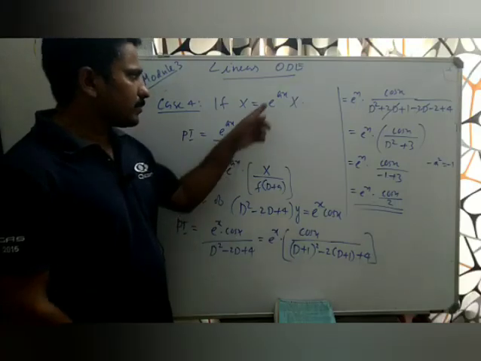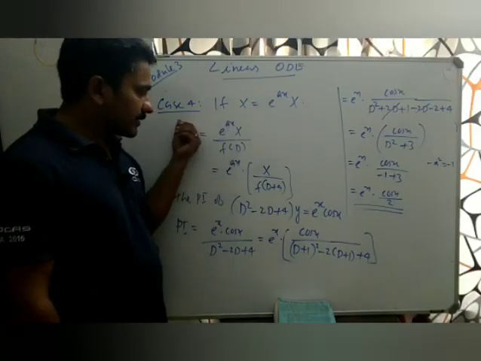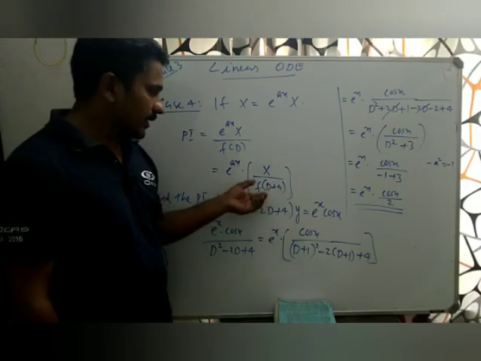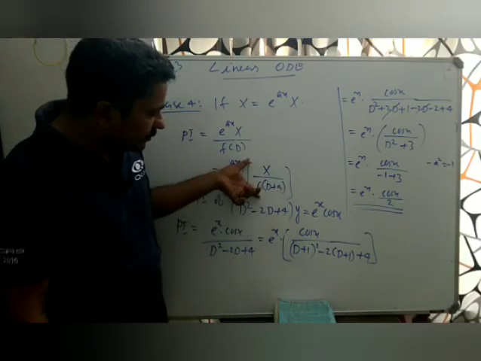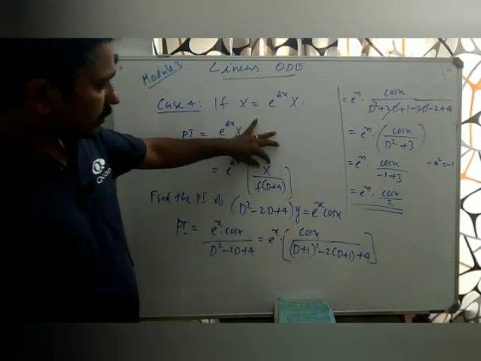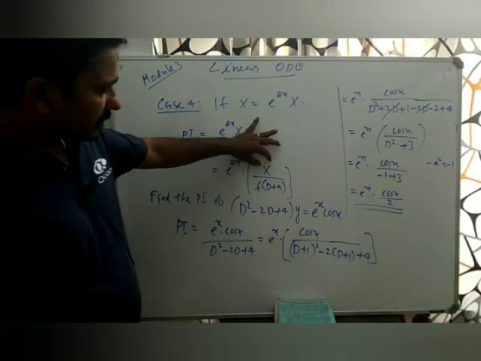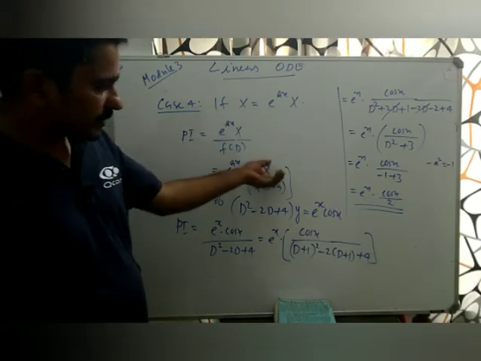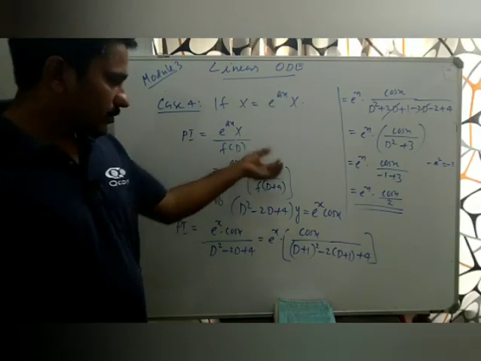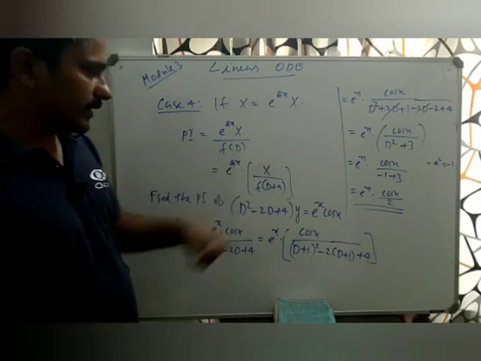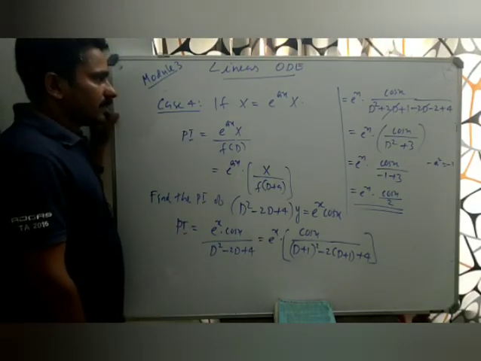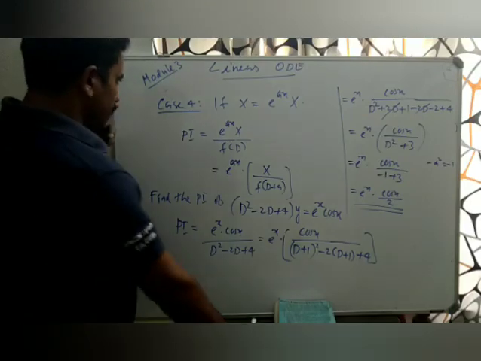So actually this case is simple. We can take out e^(ax), then D has to be replaced by D + a. Then find the particular integral of this part only, X over f(D + a). You simplify that, and that depends on X. If it's a function of sin x or cos x, we have to follow the steps of that, and if it's a polynomial, we have to follow that method. And we will do one more problem.